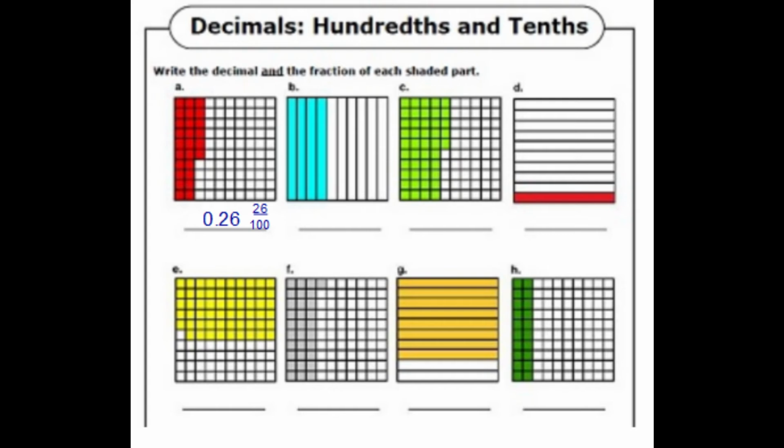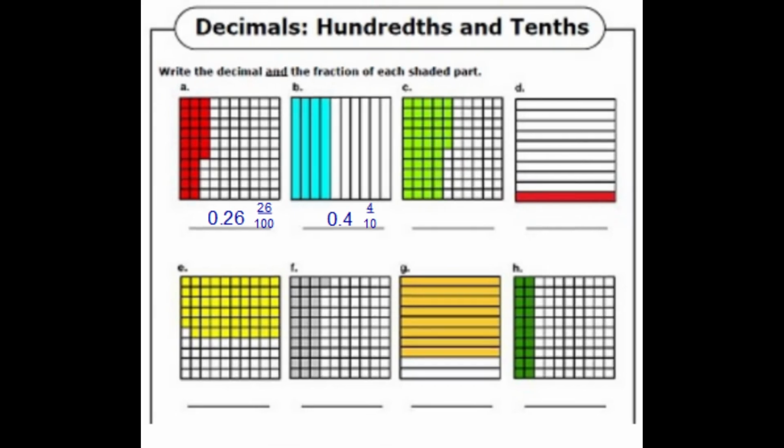What about B? How many parts has B been split into? Well, it's been split into 10 parts. That means we're dealing with tenths. How many tenths are shaded in? And what would that look like as a fraction? Well, I can see that 4/10ths are shaded in when I count them. So that would look like 4/10 as a fraction, or 0.4, because that place directly after the decimal point is the tenths place, and I have 4/10ths shaded in.